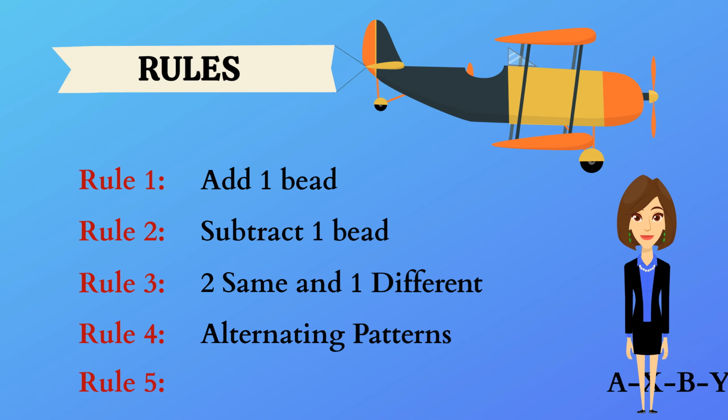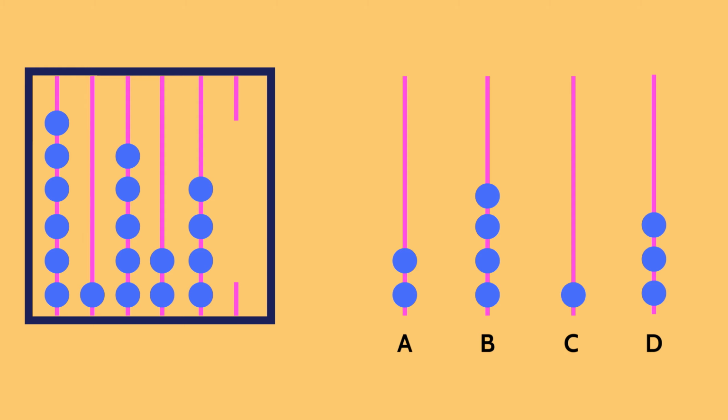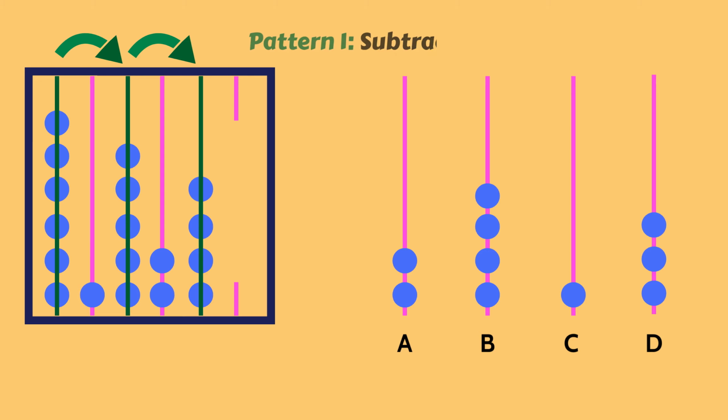Rule 5. AX, BY, CZ. In this example, all the 5 rods have different numbers of beads and don't seem to be following a single pattern. Hence, we need to find a different way to identify the patterns. Let's try the odd or even approach. The rods 1, 3 and 5 are having 6, 5 and 4 beads respectively and follow the subtract by 1 rule. Let's consider this as pattern 1.